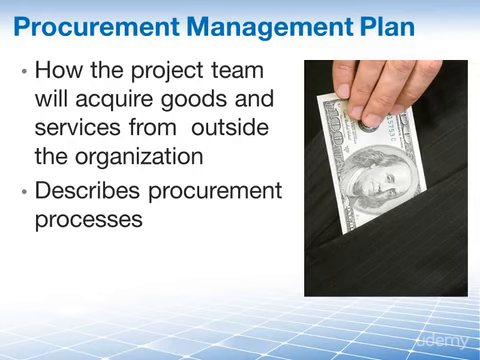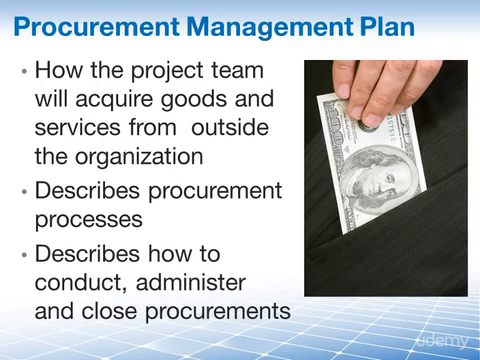Instead, this is how will we find products? How will we select a seller? How are we going to issue purchasing orders for any and all of the products that we may need to purchase from the outside? It's the processes, the structure, the approach, the methods, and the tools that are described in this plan. The procurement management plan describes the activities that are necessary in order to conduct procurements, administer procurements, and then later on to close your procurements as well.